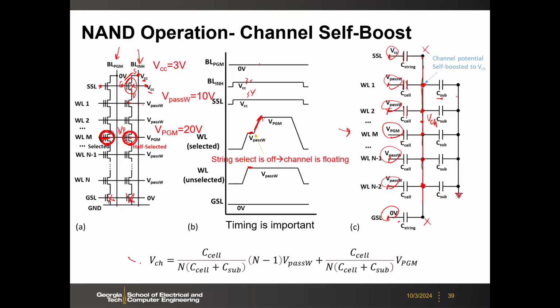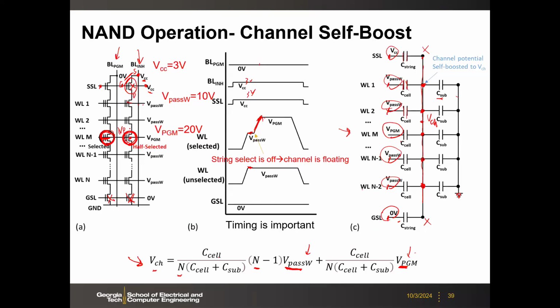If you do that, then that is the equation. The channel voltage is a division of the cell capacitance versus this ratio, depending of course on how many cells, and then V pass. So basically, you will have the charge redistribution by the V pass voltages and the V programming. So this V channel will be higher depending on those voltages. Of course, you can plug in some numbers and calculate. I believe your homework may have some questions on this. But anyway, the point is that the channel potential is self-boosted to a higher value. That prevents the programming.